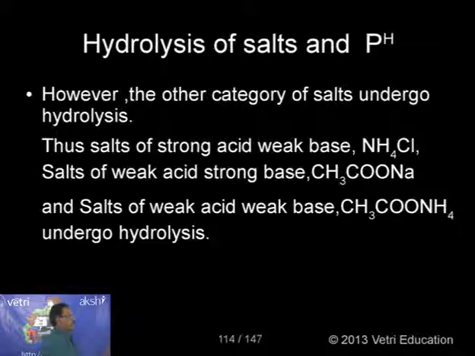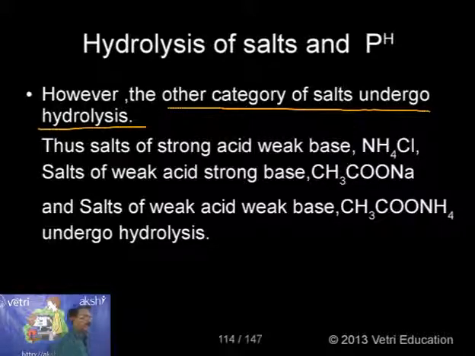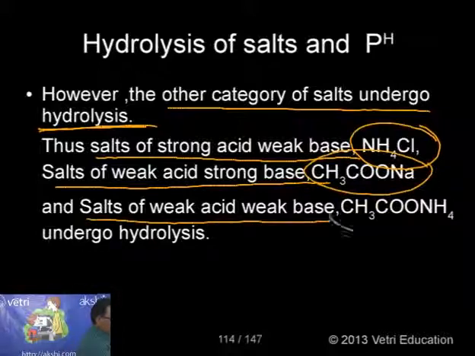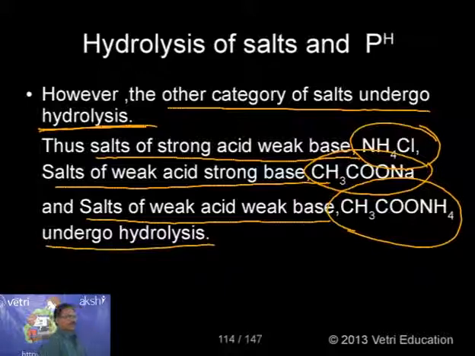Now, the other categories of salts under hydrolysis, kindly follow. I have discussed four types of salt: the salt of a strong acid and strong base, the salt of a strong acid and weak base, the salt of a weak acid and strong base, and the salt of a weak acid and weak base. Except for the first category, the salt of a strong acid and strong base, the remaining three will undergo hydrolysis. The first salt will not undergo hydrolysis. Thus, salts of a strong acid and weak base, such as ammonium chloride, salts of a weak acid and strong base, such as sodium acetate, and salts of a weak acid and weak base, such as ammonium acetate, undergo hydrolysis. This is the most important information.